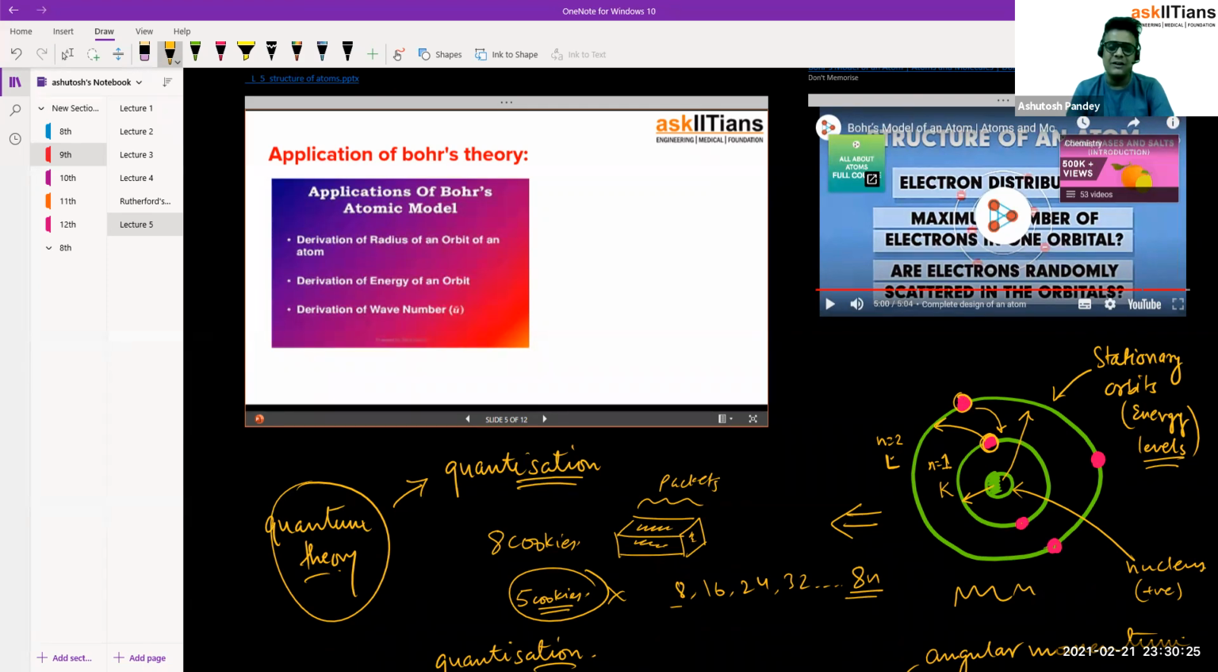Next, we can derive the energy of these orbits. We can determine that if an electron is revolving in the first orbit, then it will have this much energy, and if the electron is revolving in the next orbit, then it will have this much energy. We can even derive the wave number, the number of waves these electrons form when they are revolving in these orbits. So these are the applications of Bohr's theory.